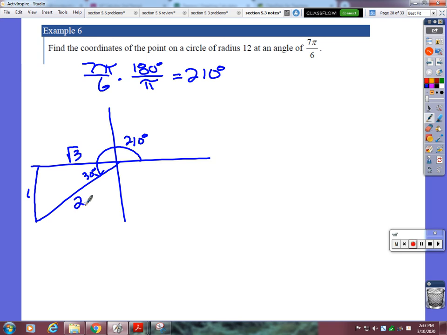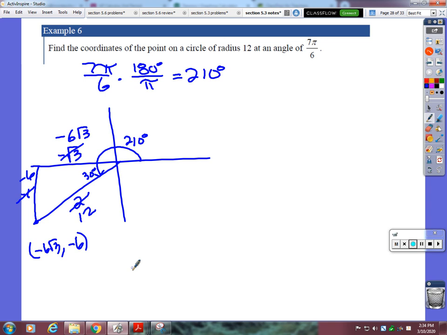Okay, who's positive and who's negative? Both of them are negative. Remember that the radius will never be negative. Uh-oh. It said a radius of 12, and I only have a radius of 2. Okay, so I got to multiply everything by 6. So this is actually 12. This is actually negative 6 root 3, and this is actually negative 6. Okay? So what are the coordinates of that point? How far to the left did I go? Negative 6 root 3. How far down? Negative 6. So those are the coordinates of the point.